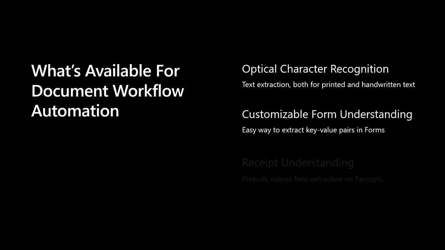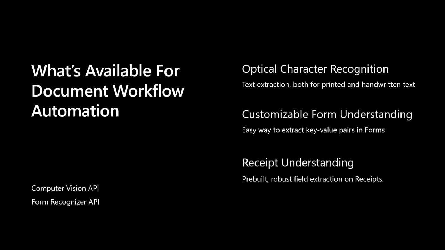Now, I jumped ahead a little bit, and I already told you what's available as services for document workflow automation. So let me click through this slide and talk through it. There are three big capabilities that we offer in Azure services to help you understand the documents that flow through your business. We cover what we call basic optical character recognition, which will extract any piece of string in a document. Whether that string is handwritten or printed, it's this service's job to extract that for you. Then we have what I'll refer to as customizable form understanding.